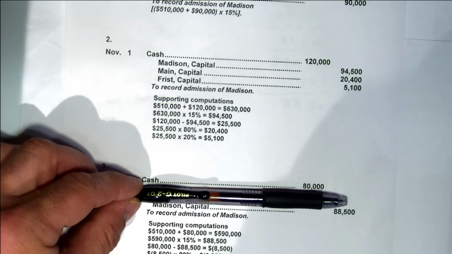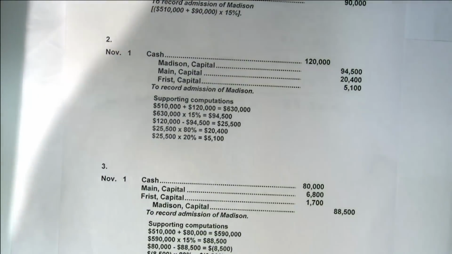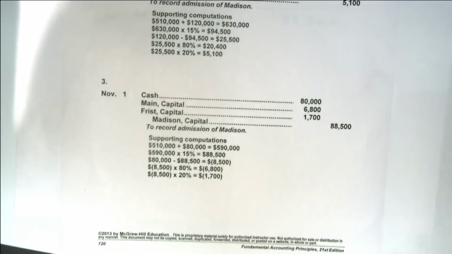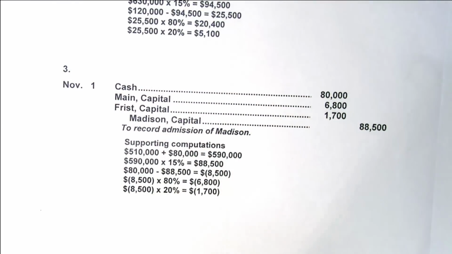That doesn't balance, does it? No. The difference is what? 8,500, which we're going to divide up 80%, 20% for Maine and Frist, respectively. Did you guys get that? Pretty much the same process as that bonus question. Okay? Take a look at these JEs again.